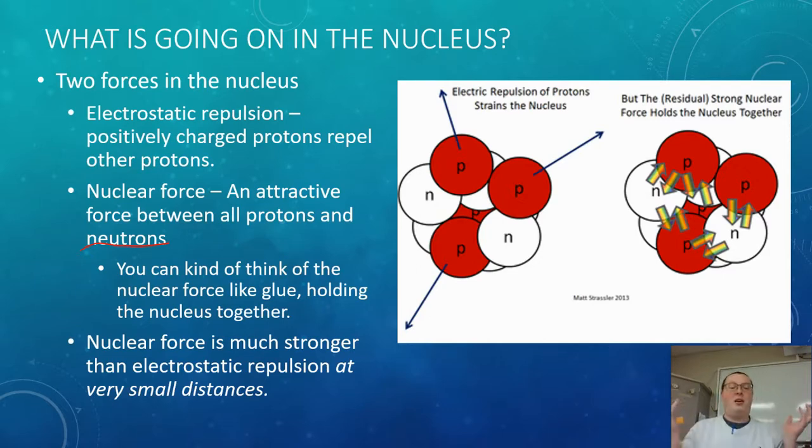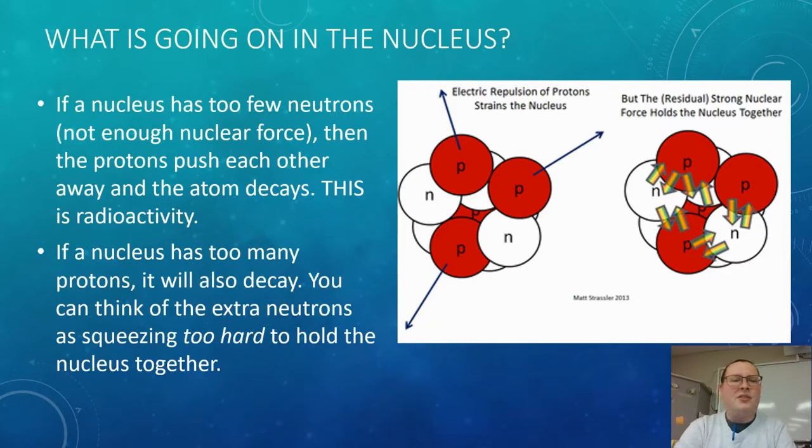Protons want to push it all apart. The nuclear force wants to glue all those things together. And like glue, the nuclear force doesn't really work unless you get things very, very close together. In the case of actual glue, you've got to get two things to touch to glue them together. But with the nuclear force, you don't have to get things to touch exactly, but you have to get protons and neutrons really close together for the nuclear force to be stronger than the electrostatic force. And that's why I specify here the nuclear force is much stronger than the electrostatic repulsion at very small distances, very small distances like what we have inside a nucleus.